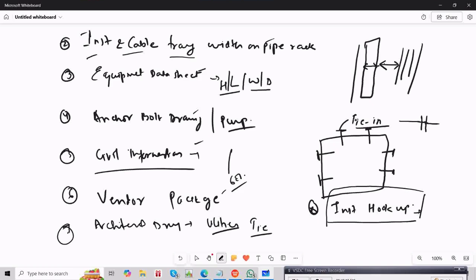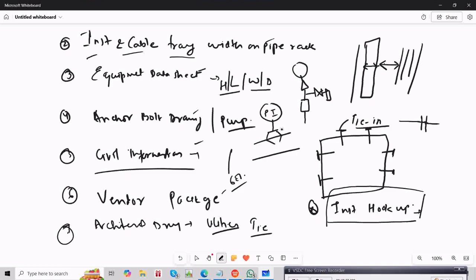This instrument hookup drawing will give you the actual detail. For example, there is a pipe and this is an OLET. In the P&ID it will show like this, a PI. But in the instrument hookup drawing, it will show there is a connecting pipe nipple, then a flange, then a T, then a reducer, then a nipple, then a pressure indicator, then a needle valve, and then a plug.